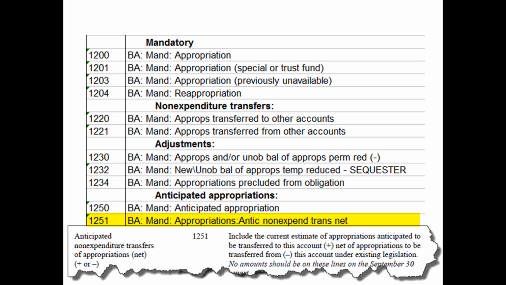Like line 1151, line 1251 is defined as the current estimate of appropriations anticipated to be transferred to this account, net of appropriations to be transferred from this account under existing legislation. Just as with the discretionary line 1151, amounts anticipated to be transferred on this line become available once the actual transfer is accomplished without further apportionment action. If a subsequent reapportionment is done, then the amounts actually transferred can be reflected on the appropriate actual transfer line, 1220 or 1221.